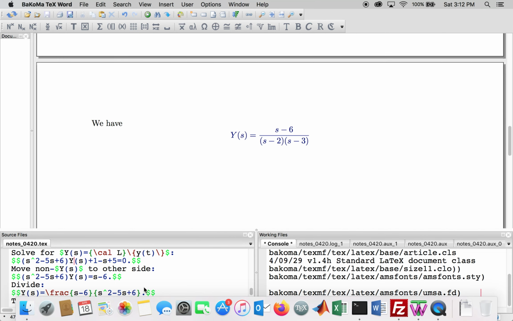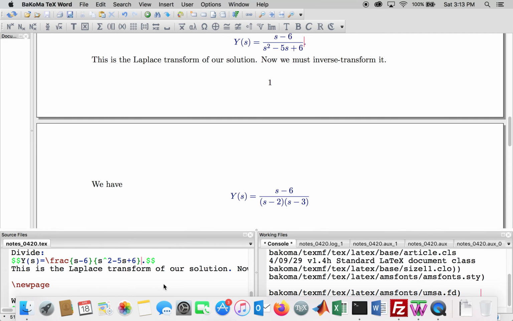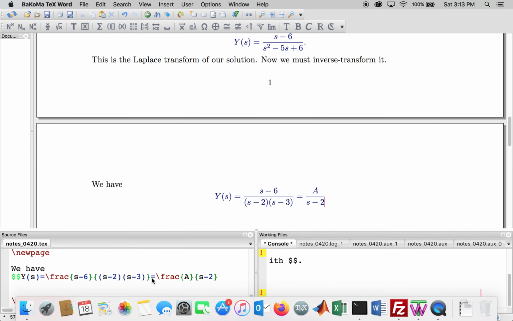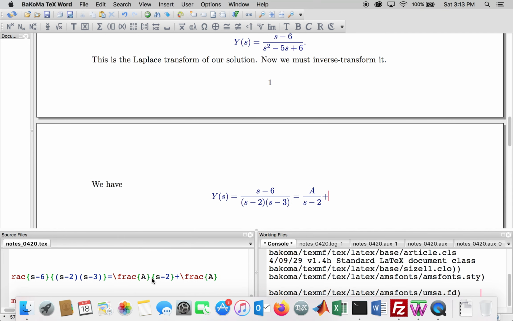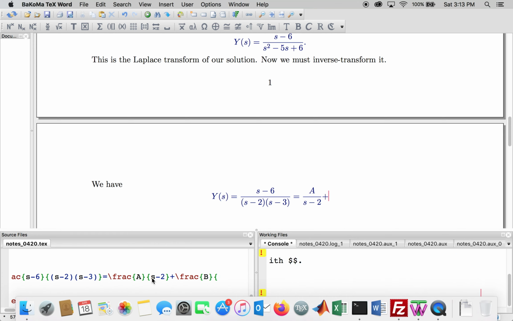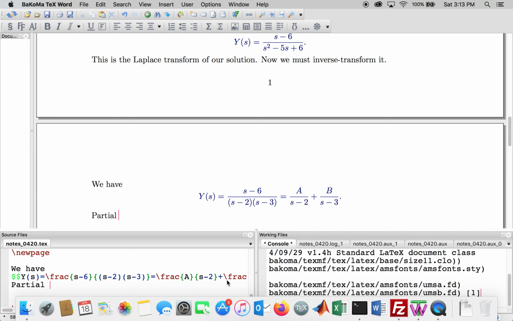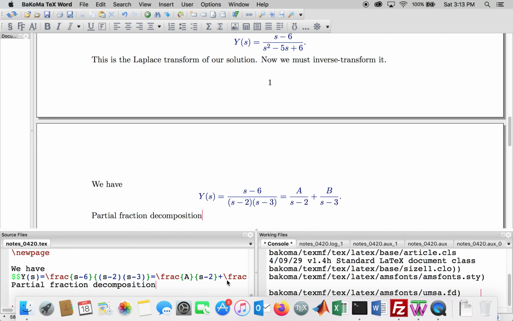Okay, so now we're here, and the partial fraction decomposition of this is equal to some constant A over s minus 2 plus another constant B over s minus 3. So now we need to figure out what A and B are. This is kind of a review of what you would have learned in Cal 2.